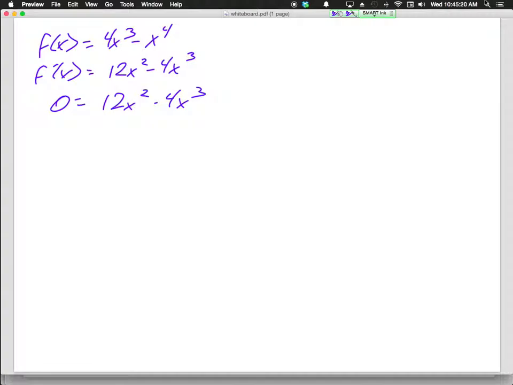Not when x equals 0? Yes, when x equals 0. I don't understand what you're saying with x equals 0. It's a different way of thinking. Just let him do it.